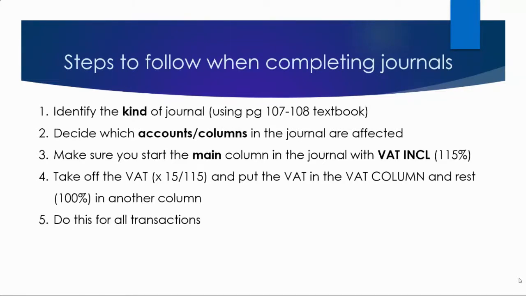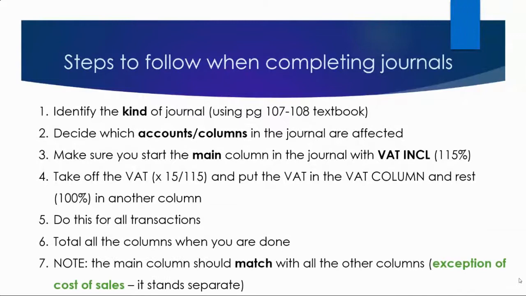You do this for all your transactions. So for all the transactions from your source documents, you do steps 1 to 4 for each and every one of them. Then you total all the columns once you are done. And then the total in your main column, so let's take, for example, your debtors control, should equal your output VAT column and your sales column. The exception is your cost of sales column, because that column is separate, it's on its own, so that would not be added to see if you've matched the columns correctly.